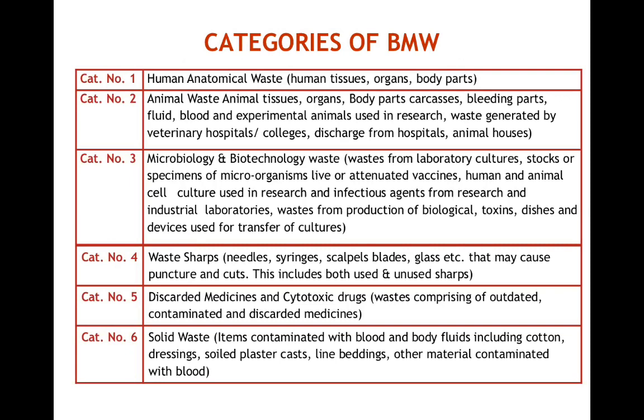Category 1, human anatomical waste. Category 2, animal waste. Category 3, microbiology and biotechnology waste. Category 4, waste sharp. Category 5, discarded medicine and cytotoxic drug. Category 6, solid waste, items contaminated with blood and body fluids such as cotton, dressing, plaster cast, and line bedding.